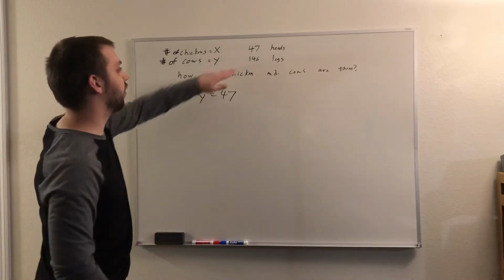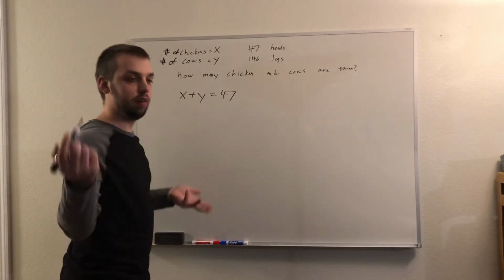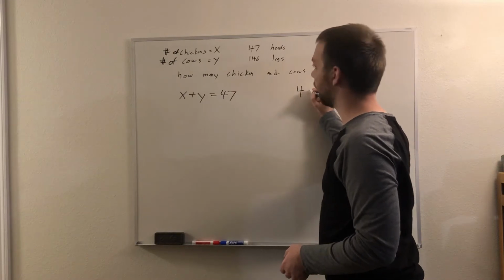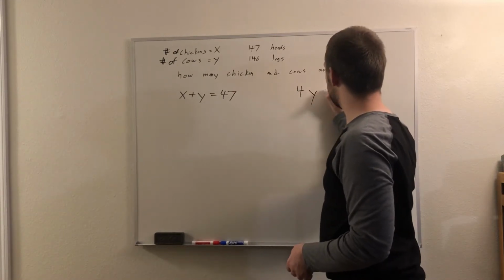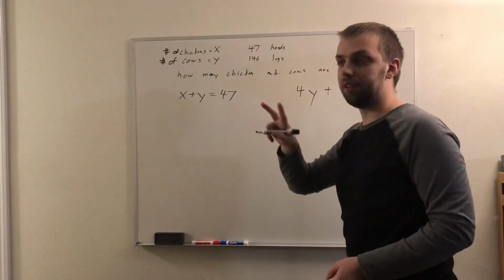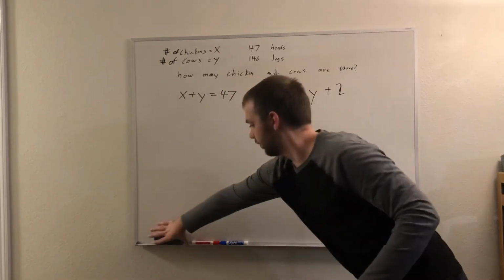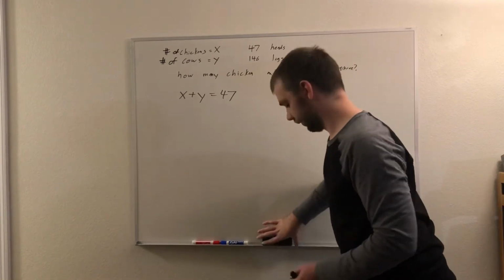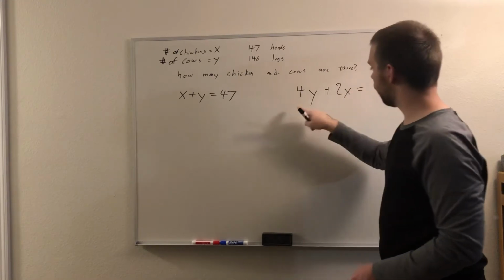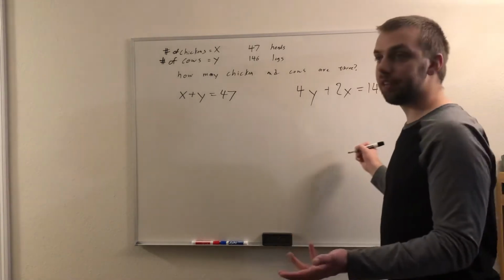Okay, and now it says there were 146 legs. Well, how many legs does a cow have? 4, right? So 4 legs per cow, and cows are Y. Chickens have 2 legs, and that's X. And we know that all the legs total 146. Well, now we just have a system of equations.